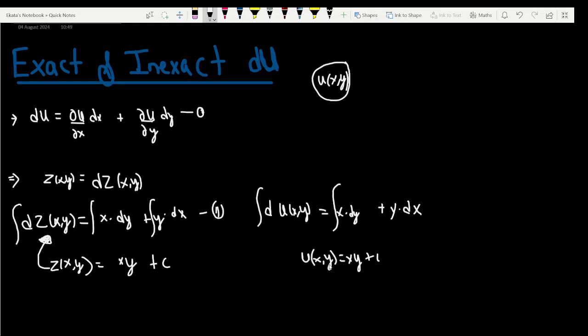So there is a reverse process. There is also a reverse process: how do we get the function from the differential, and how to get the differential from a function? So now we are understanding how to get the function from this particular differential. There may be two possibilities. First of all, you can directly get that particular function from the integration. And if you do not get the function directly from integration, this means that the differential is inexact.